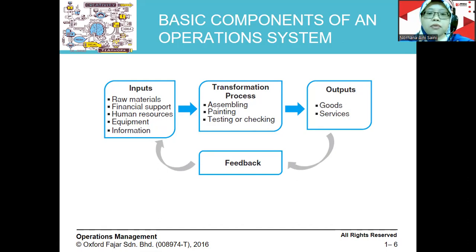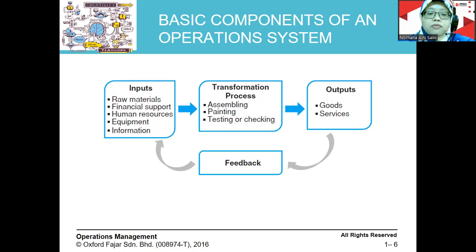Then for financial support, definitely you must start with your capital, you must have a capital. Human resources, definitely we need the staff, because the staff will be running the factory. And then we must have the equipment, for example, the machine, the computer or something like that, and also the information.